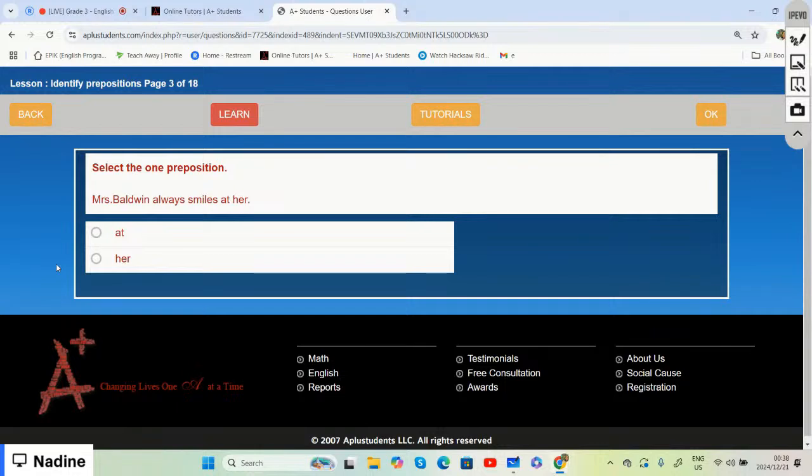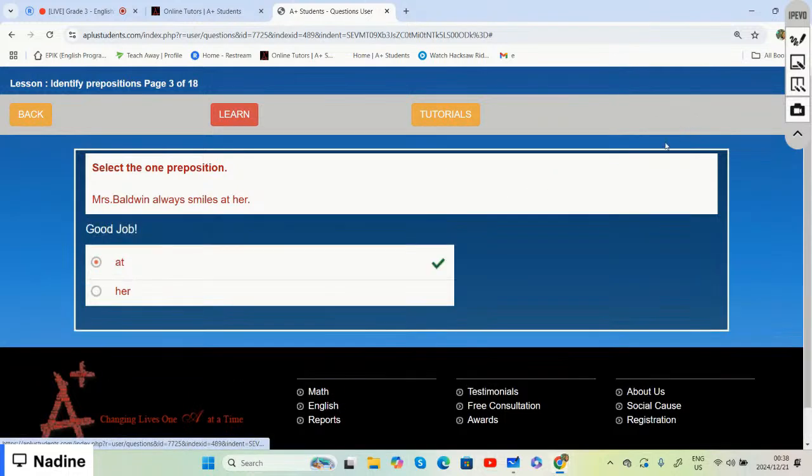All right. And if we were to identify a preposition, then it is at. Well done. Option one, at, is correct.